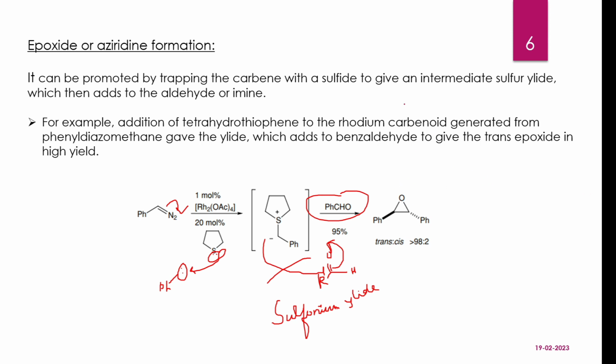So here we can get this type of reaction: addition of tetrahydrothiophene to a rhodium carbenoid generated from phenyl diazomethane gave a ylide which adds to the benzaldehyde to give the trans epoxide in high yield. Why trans? Because both the phenyl groups are anti to each other. So it's a trans epoxide selectively.